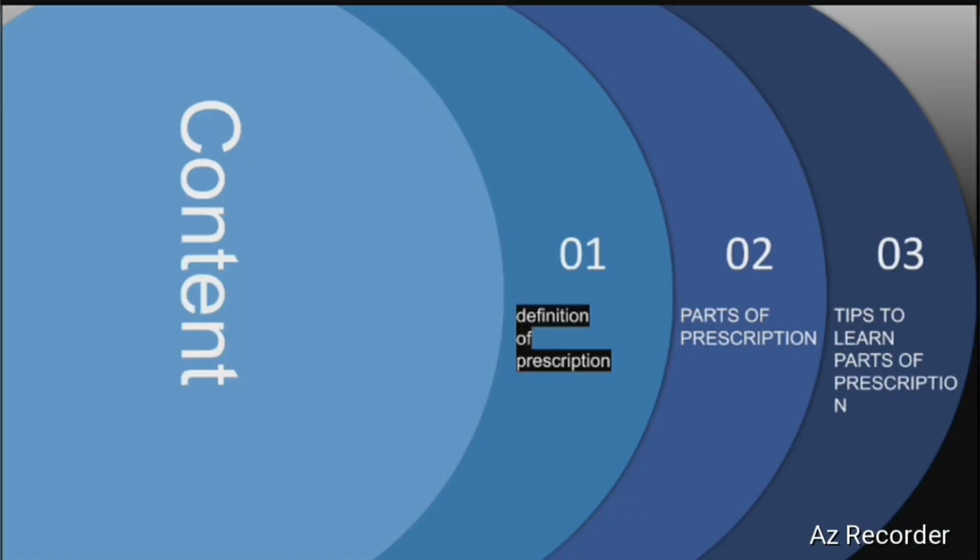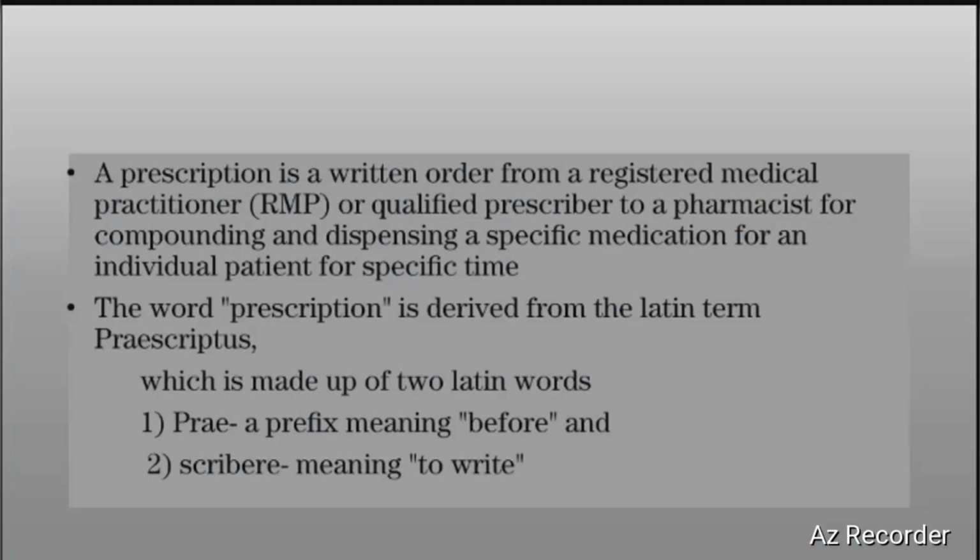Contents: definition, parts of prescription, tips to learn the parts of prescription. We'll see the definition first. A prescription is a written order from a registered medical practitioner, RMP, or qualified prescriber to a pharmacist for compounding and dispensing a specific medication for an individual patient for specific time.